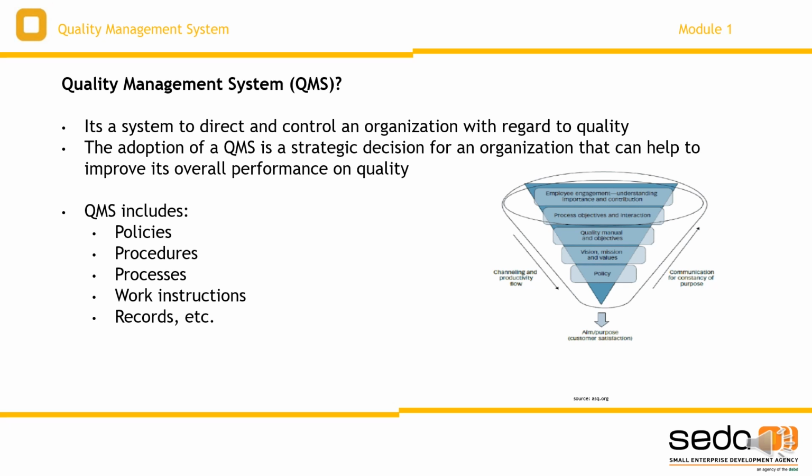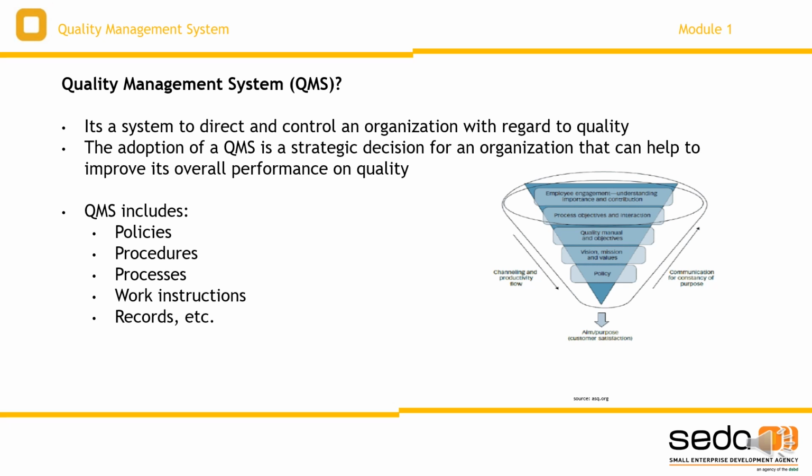The adoption of this quality management system is a strategic decision for an organization that can help to improve its overall performance on quality. Meaning, it is the responsibility of the business owner or top management, and by the way, not employees, to decide if they want the quality management system as part of their strategy to improve their performance with regard to quality. Top management also has a responsibility to provide resources such as money, people, equipment. So, this responsibility of providing these resources cannot be put on the employees' shoulders.